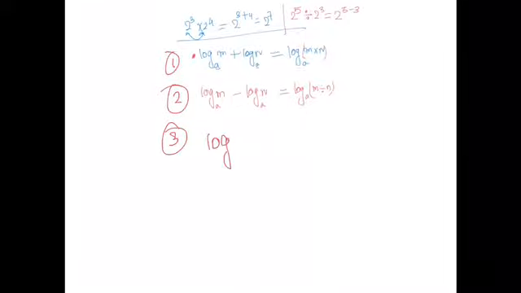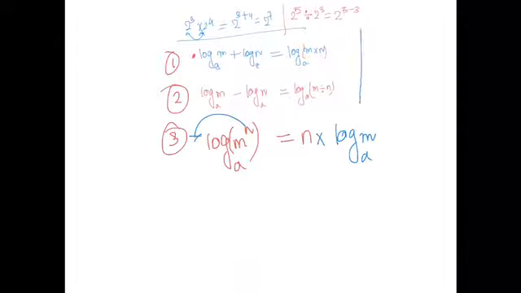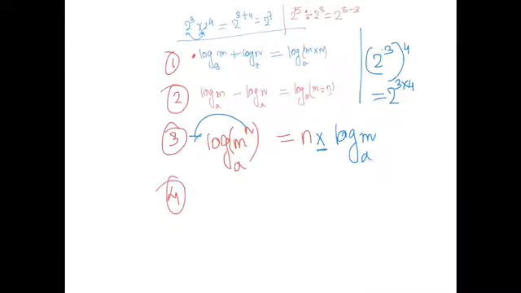If you have log of m to the power n, base a, this power is on m, not on the entire log. It can be written as the exponent n coming out and getting multiplied: n times log m base a. Very similar, not exactly, to an exponential rule. Like 2 to the power 3 to the power 4, the powers get multiplied, that is 2 to the power 3 into 4. So here it comes out. So this is another law of logarithm.